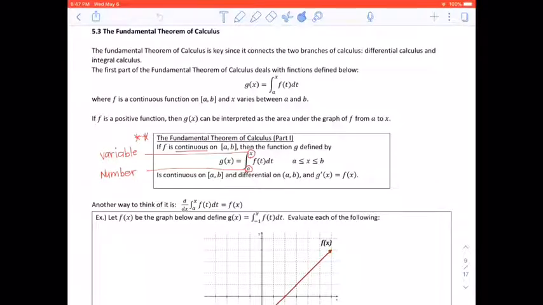The fundamental theorem of calculus part 1. If f is continuous on [a, b], then the function g defined by g of x is equal to the integral from a to x of f of t dt, where x is a value between a and b. I want you guys to realize a is a number and x is a variable. And this is continuous on the same interval and differentiable on the interval also, not including endpoints. And the derivative of g is equal to f of x.